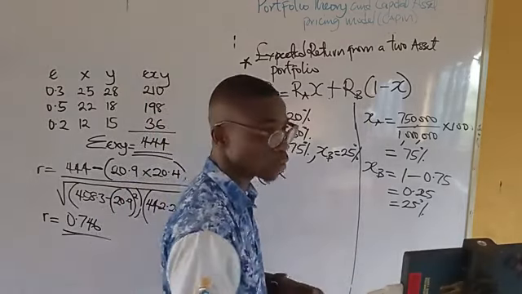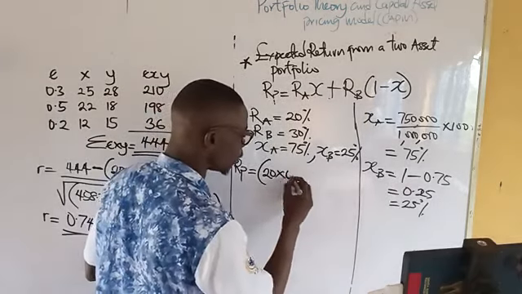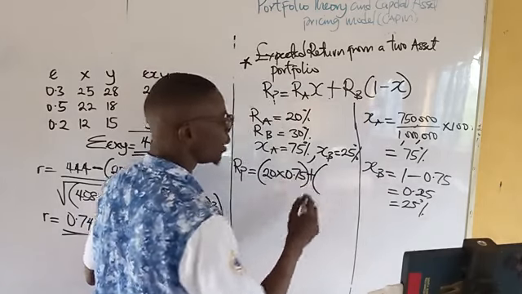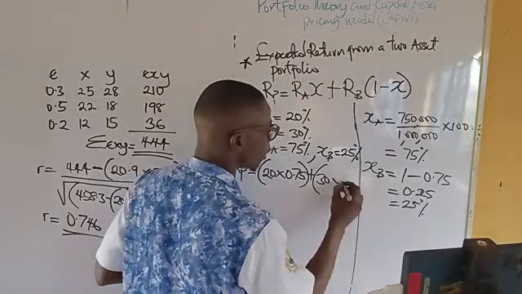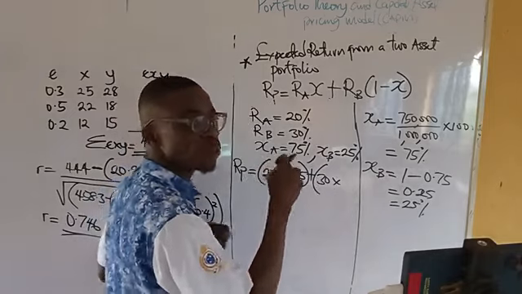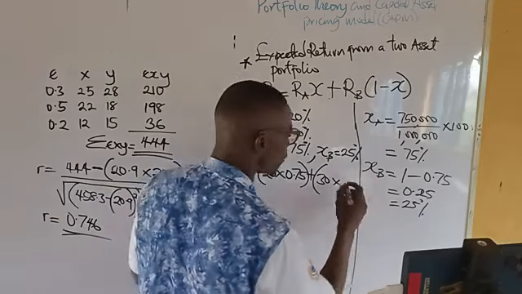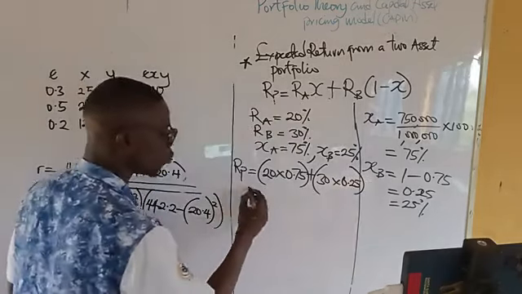Go and look at it. This one, you are doing an answer. So this one is 7.5 plus the expected return on investment B, which is 30%, times the proportion of investment in B. We have calculated it to be 25%. That will be 0.25. So what do you have?